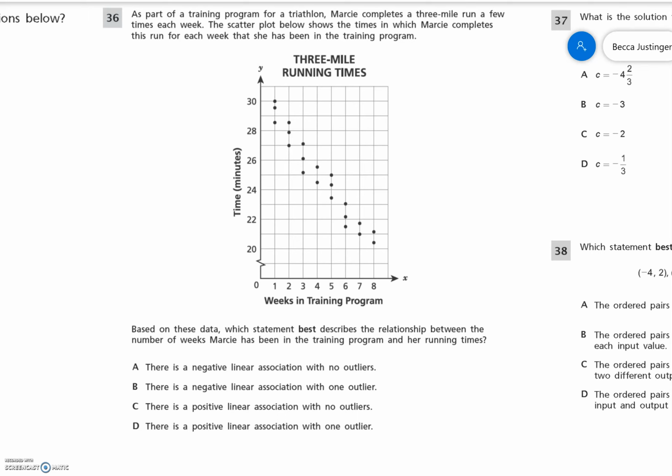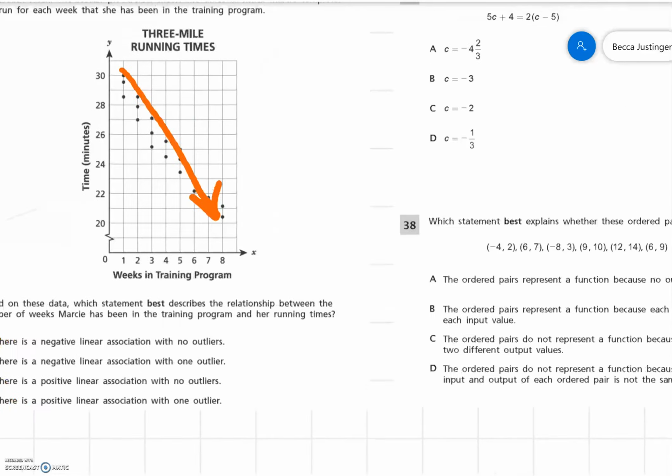Based on these data, which statement best describes the relationship between the number of weeks Macy has been training and her running times? Is there a negative or a positive linear association? Well, it's going down, so it's negative. So I'm going to cross out C and D. Does it have any outliers, or does it have one outlier? I don't see any outliers. So the more weeks she trains, the faster she gets running because her time goes down.